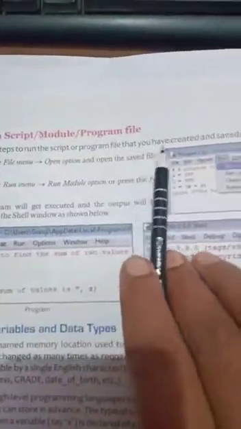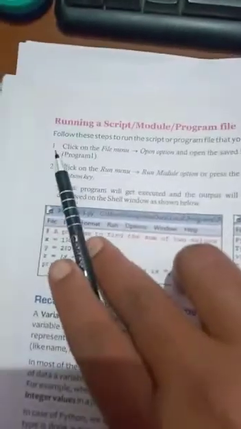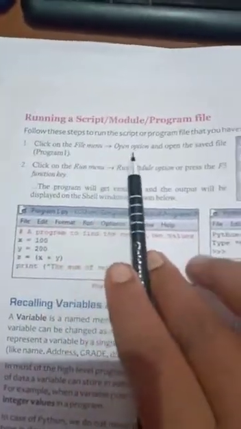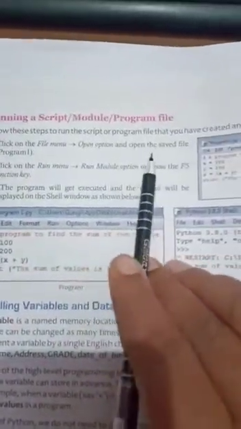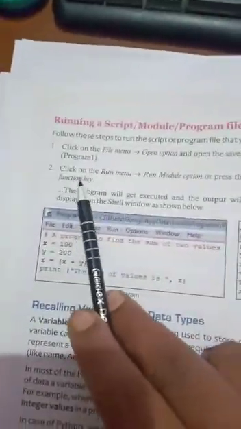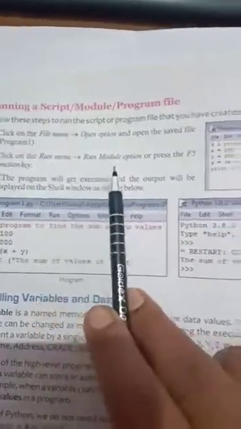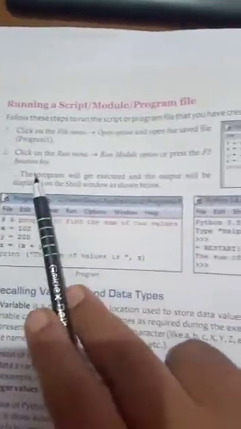Now one more topic: running a script or module. Follow these steps to run the script or program file that you have created and saved. Click on the file menu and then click on the open option and open the saved file. Then click on the run menu, the run module option, or press the F5 function key.